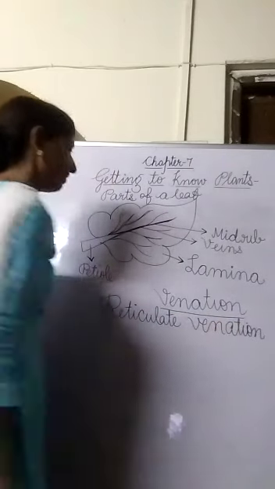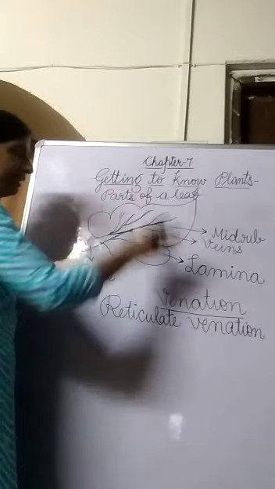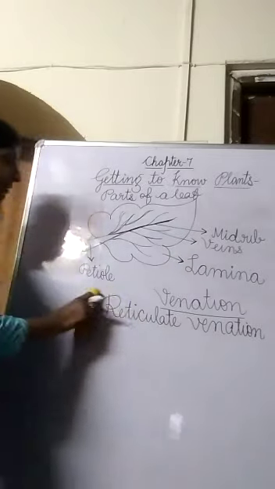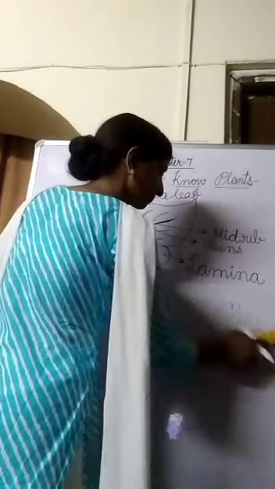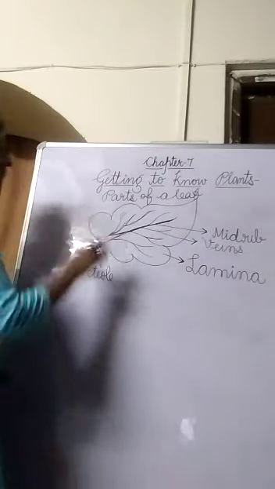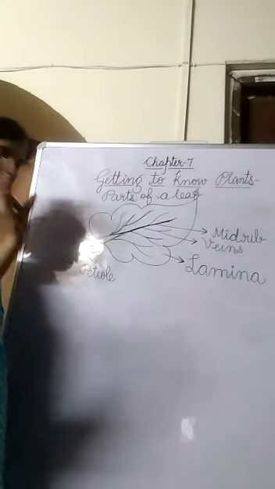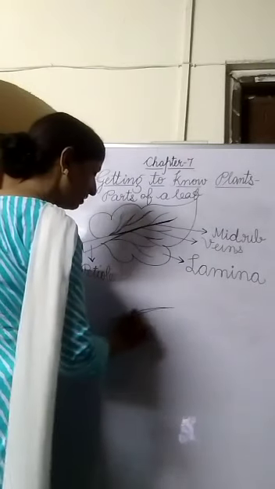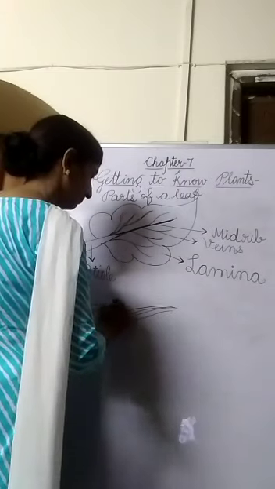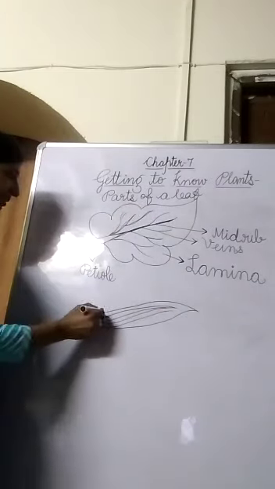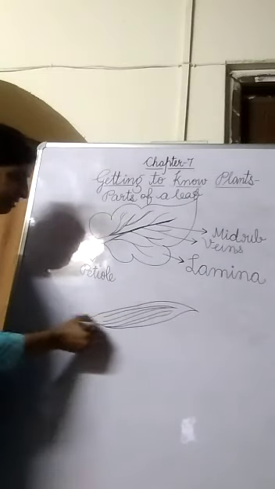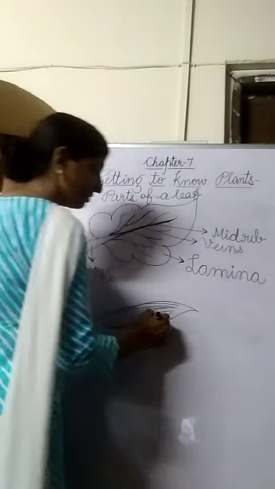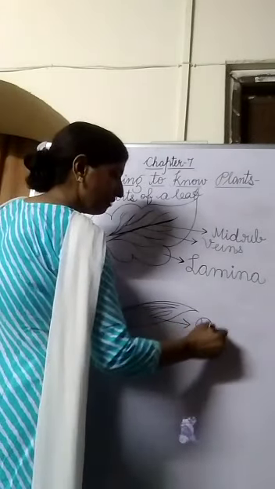So what is reticulate venation? The net-like design formed by the veins on a leaf is called reticulate venation. There is another type of leaf also. There are two types of venation. The design of veins on the leaf is of two types. In some leaves, veins are parallel to each other, and this type of venation is called parallel venation.